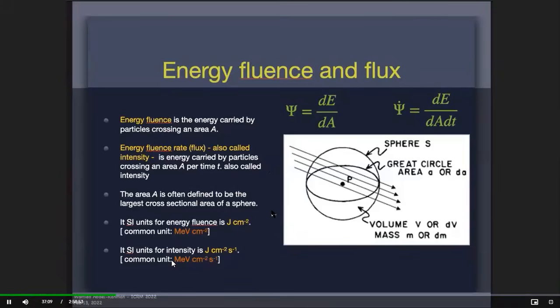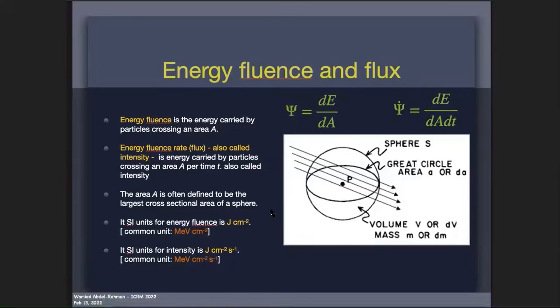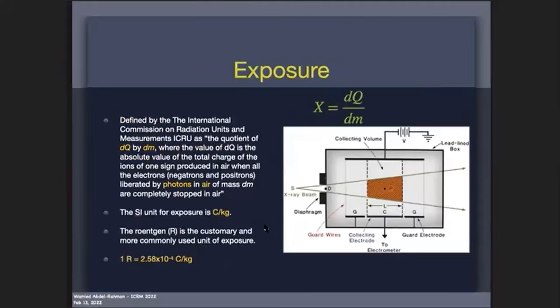The SI unit for energy fluence is joules per centimeter squared, or a common unit in our field is going to be MeV per centimeter squared. And for the energy fluence rate, per second.